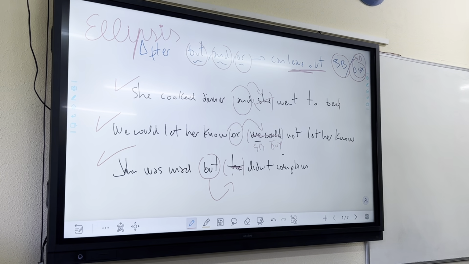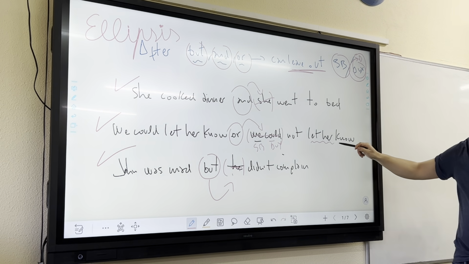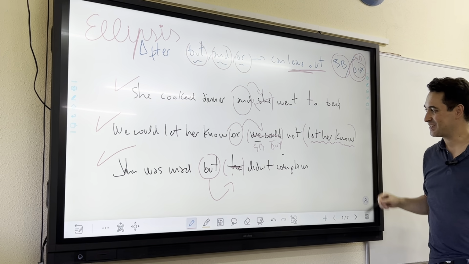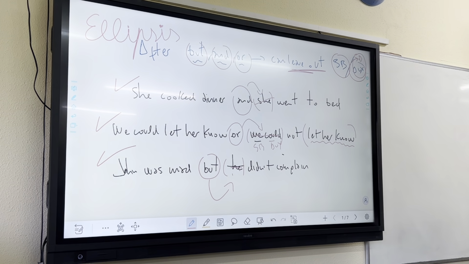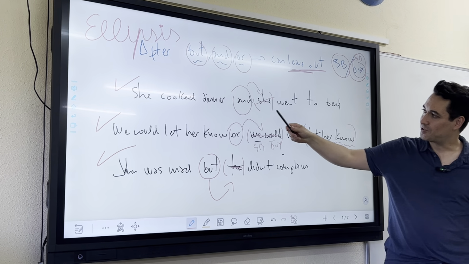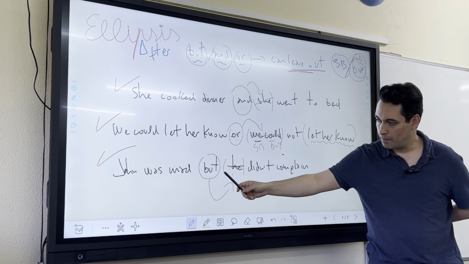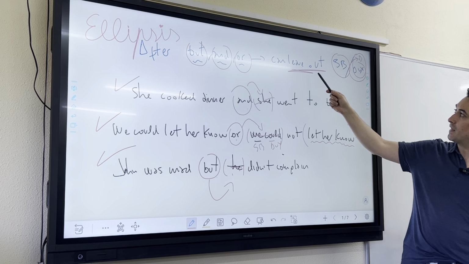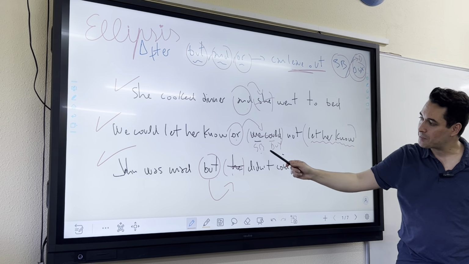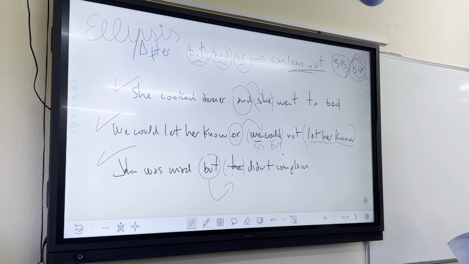Or not, yeah. This would be another ellipsis here. You can have a double ellipsis, yeah. Correct, or not. Good catch. So far so good. So remember, yeah, after and or but, we can have an ellipsis and leave out the subject or the subject and auxiliary. This is advanced C1 level grammar.